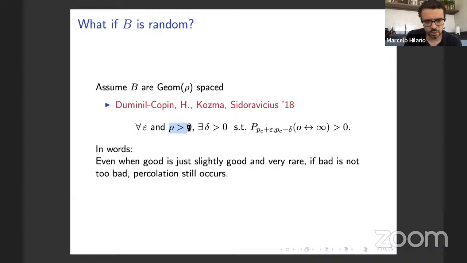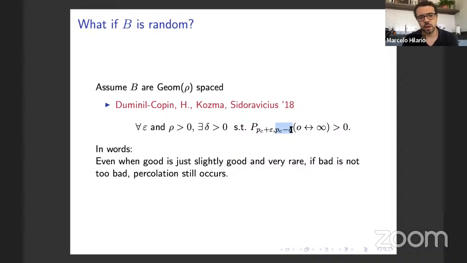Now, regardless of the density of the lines and of the amount that you enhance in these lines in B, you can still decrease a little bit outside and have percolation. So in words, even when good is just slightly good, it's just C plus epsilon, and it's very, very rare. So if this rho is very small, if you do not do too much damage here, you should not decrease too much the parameter outside, then percolation will still take place.